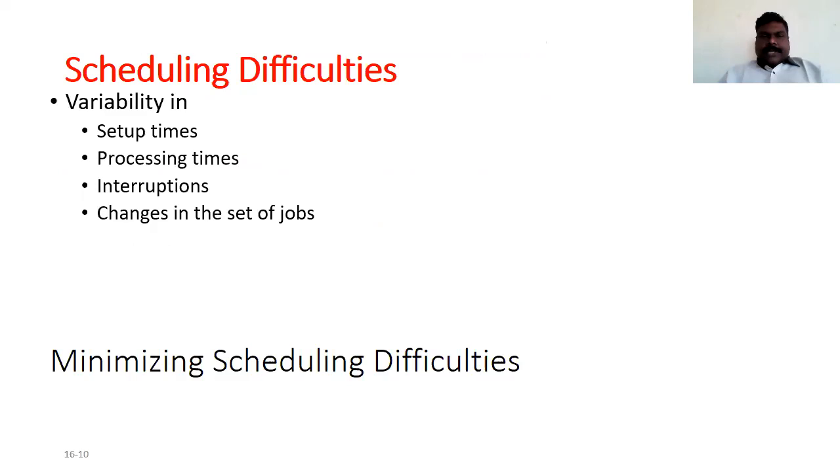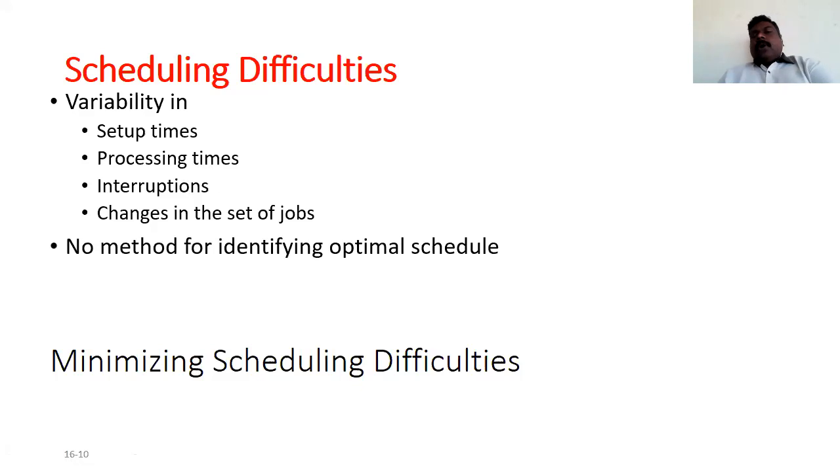So we have some difficulties. Variability in setup times means variations will be there. Processing times may also be different from machine to machine. Interruptions may be there, such as sudden breakdowns, sudden earthquakes, sudden floods. Changes in the set of jobs, meaning if job one is removed, then we have to sequence only the remaining ones. So scheduling difficulties will be there. There is no method for identifying the optimum schedule. There is no hard and fast rule, no theory that says this is the best schedule.